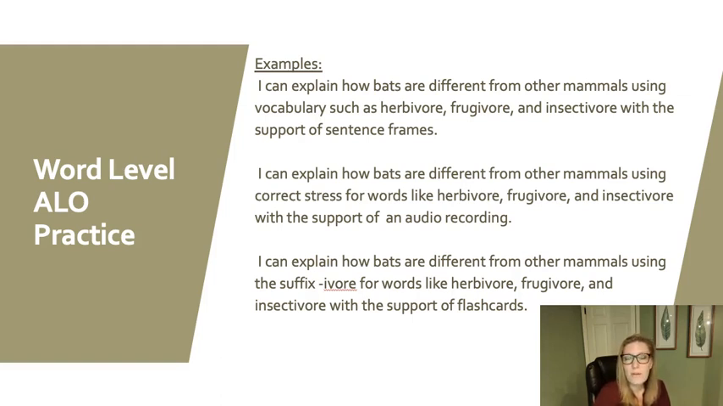You'll notice that all of these ALOs attend to different areas at the word level. Which one do you think is looking at phonology, for example, how words sound? And it is the second one. It is the one that's looking at the stress for words. Which one do you think is looking at semantics or what words mean? It is the first one that's looking at vocabulary. Finally, the last one is looking at the suffix ivore, so we know that that one is morphology.